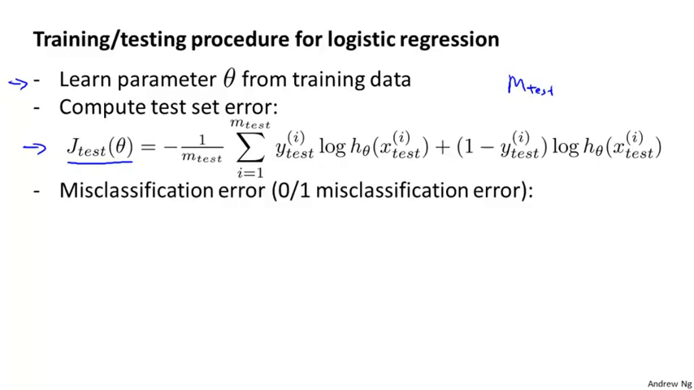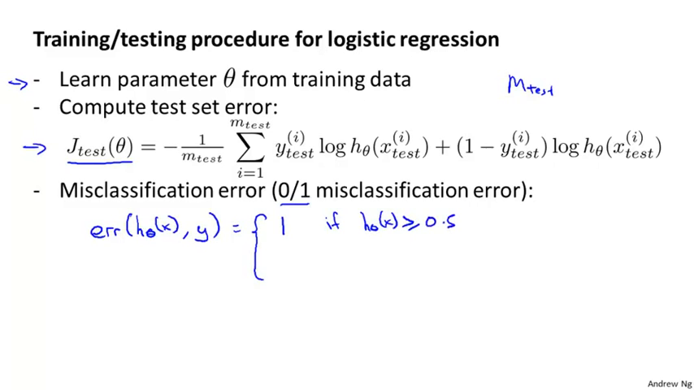While this definition of the test set error J subscript test is perfectly reasonable, sometimes there's an alternative test set metric that might be easier to interpret, and that's the misclassification error. It's also called the 0-1 misclassification error, with 0-1 denoting that you either get an example right or you get an example wrong. Here's what I mean. Let me define the error of a prediction, that is h of x, and given a label y as equal to 1 if my hypothesis outputs a value greater than or equal to 0.5 and y is equal to 0, or if my hypothesis outputs a value less than 0.5 and y is equal to 1.